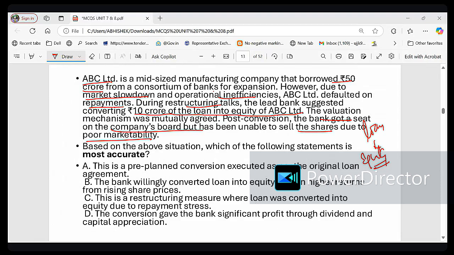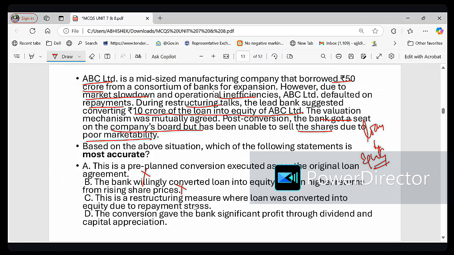So what do you think is the correct answer here? Which is the most appropriate, most accurate? Option A suggests that there was a pre-planned conversion as per the original loan agreement. No, there was nothing like that. Basically it was a restructuring decision, right? And what about option B? The bank willingly converted loan into equity to earn higher return. No, this is also not correct, because it sounds good, but is not the case. The bank did not expect profit. It was more of a damage control move.